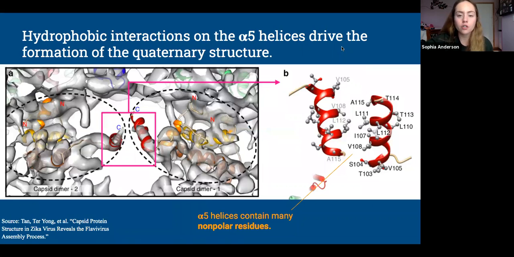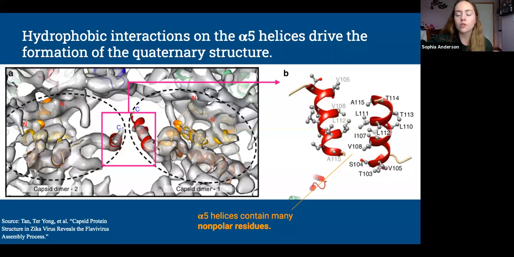The hydrophobic interactions on the alpha-5 helices drive the formation of the quaternary structure by breaking the hydration shell and providing the energy needed to create the trimer. The left portion of the image here on the slide gives an overview of the Zika virus capsid fit in the context of the virus's quaternary structure. However, the key structural feature, the alpha-5 helices, are enlarged to the right.